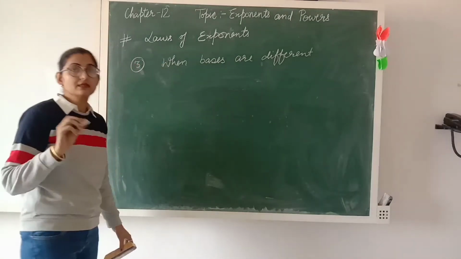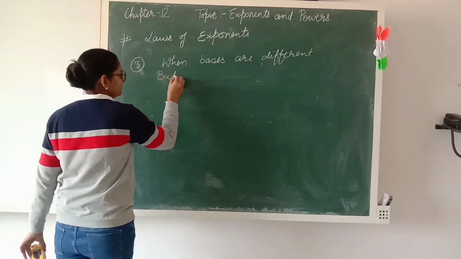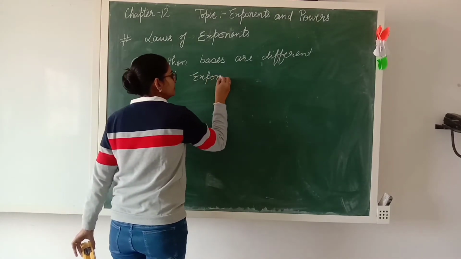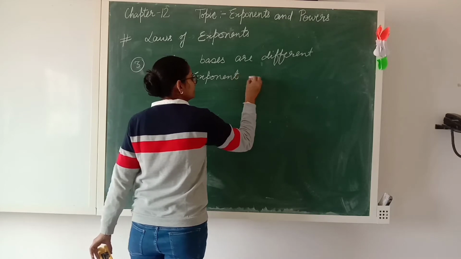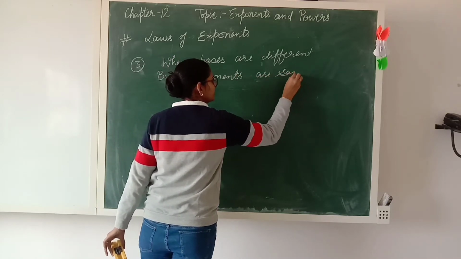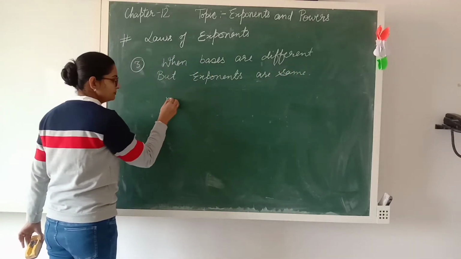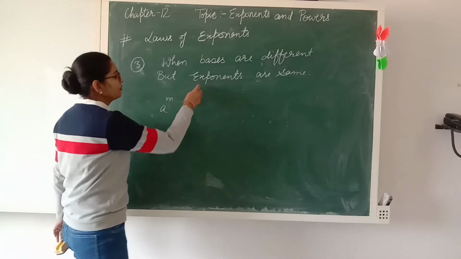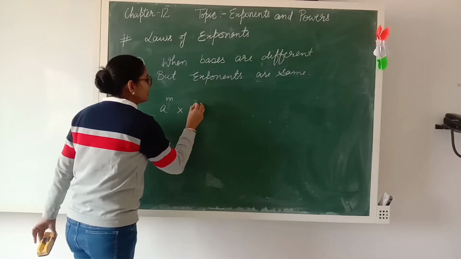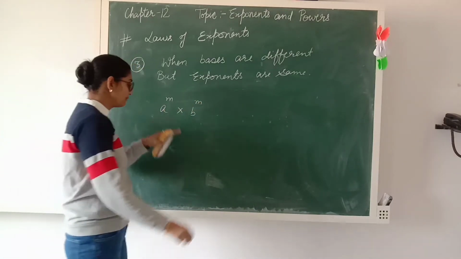Okay, bases are different, but power is the same. You can say power, or you can say exponent. Like a raised to the power m, and another one is b. Bases are different, but powers are same. Both are m, but bases are different. So then what do we have to do?